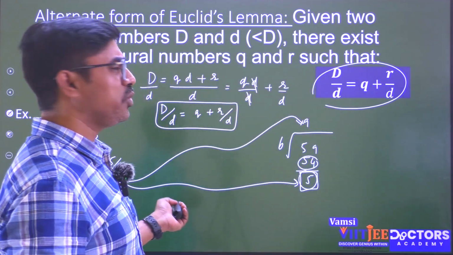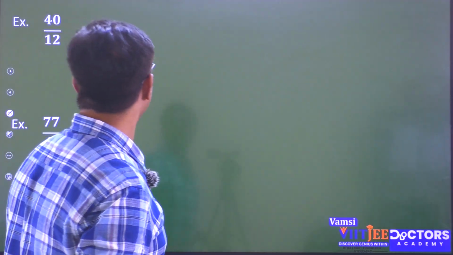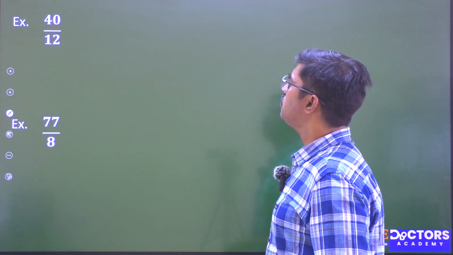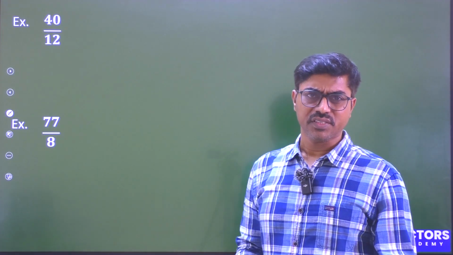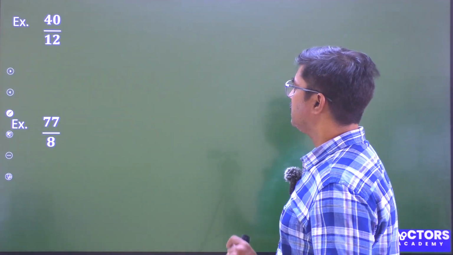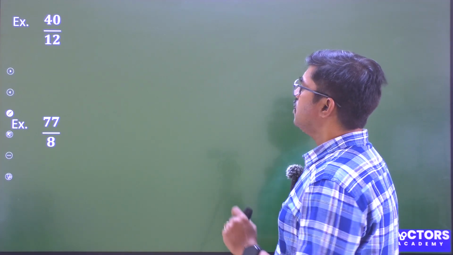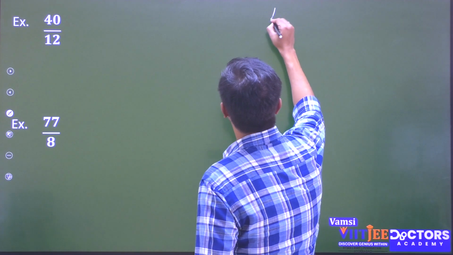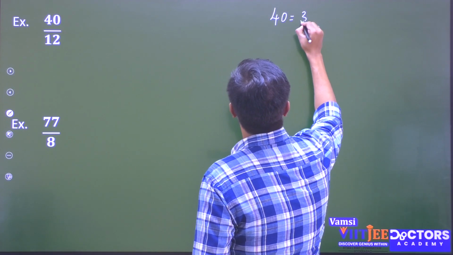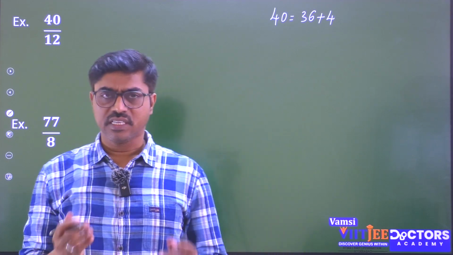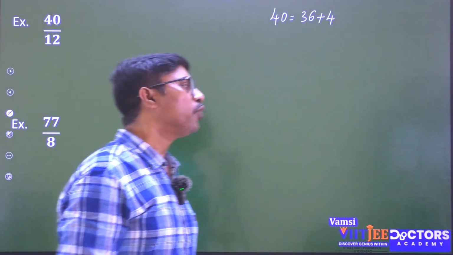Let's take a few more examples along the same lines to understand it better. Take another example, 40 by 12. So you run the table of 12. 12 3s are 36. 12 4s are 48. So it is more. You take 36. That is the closest multiple of 12 to 40. So we can write 40 equals 36 plus 4. Why did I write 36 plus 4? Because 36 is the multiple of 12 closest to 40.